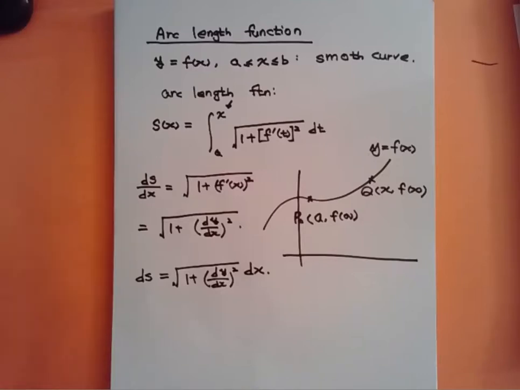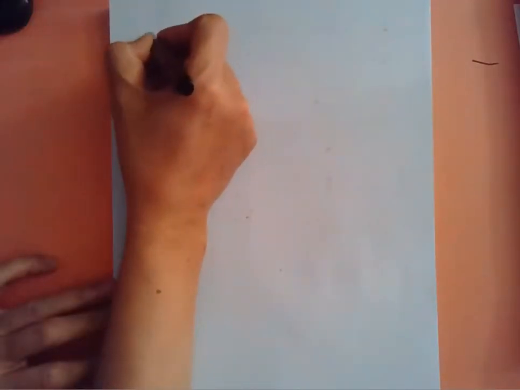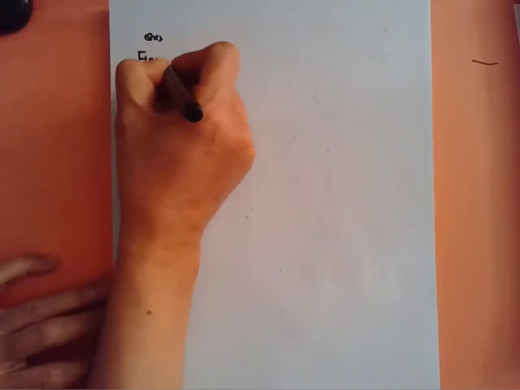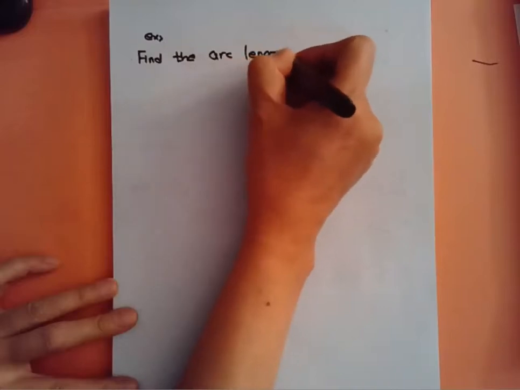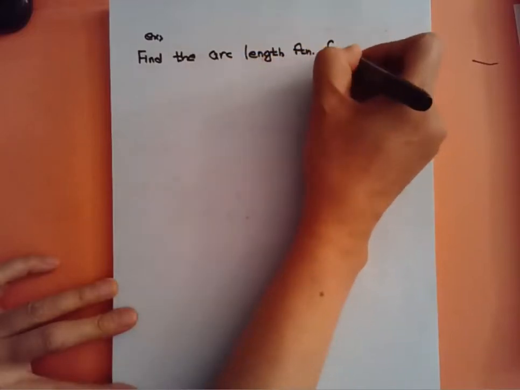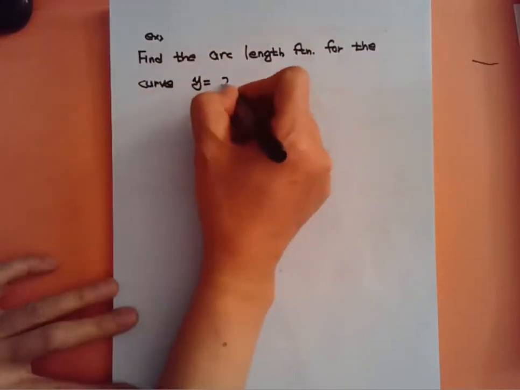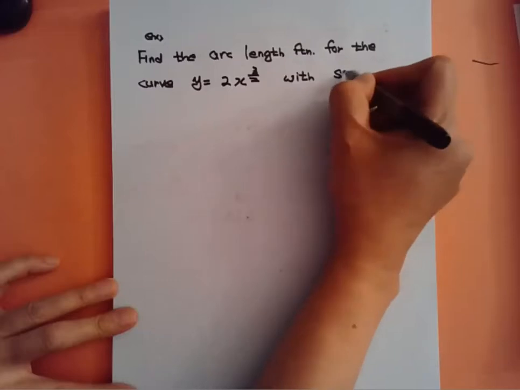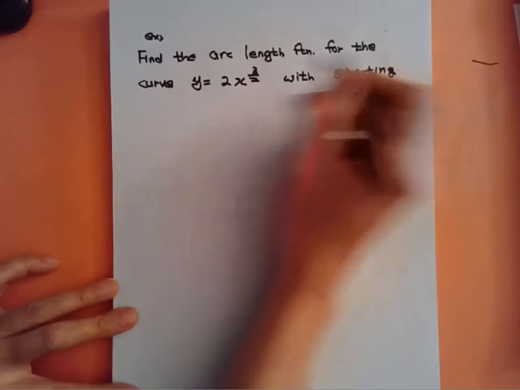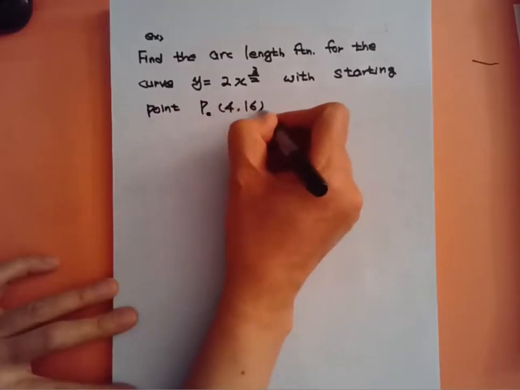So this is the arc length function. So subsequent problems are about finding the arc length function when the initial point is given. The problem is: find the arc length function for the curve y equals 2 times x to the 3 over 2 with starting point P0 (4, 16).